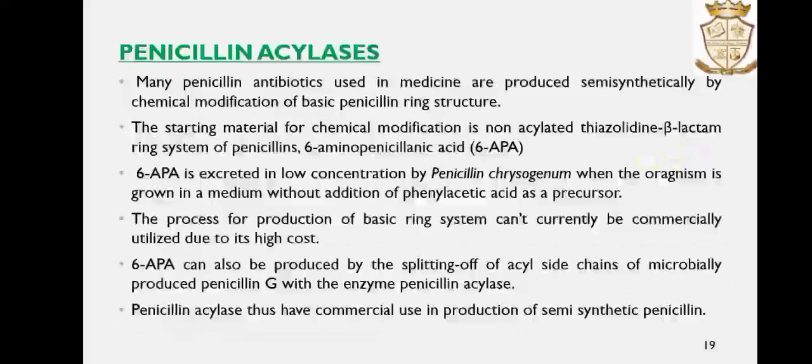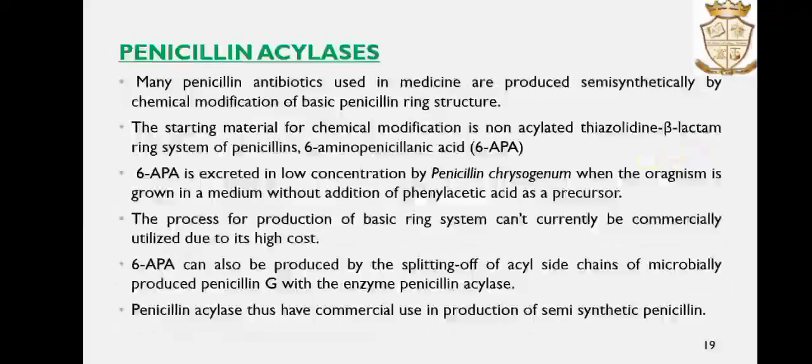Penicillin acylases. Many penicillin antibiotics used in medicine are produced semi-synthetically by chemical modification of the basic penicillin ring structure. The starting material for chemical modification is the non-acylated thiazolidine beta-lactam ring system of penicillins, 6-aminopenicillanic acid. 6-APA is excreted in low concentration by Penicillium chrysogenum when the organism is grown in the medium without addition of phenylacetic acid as a precursor.